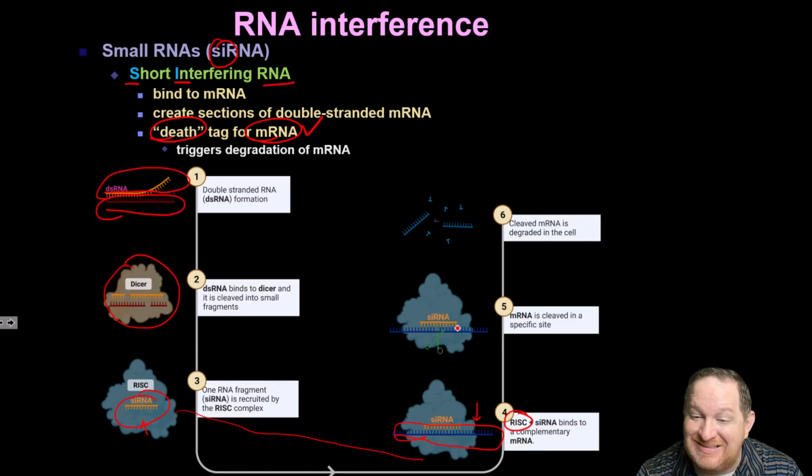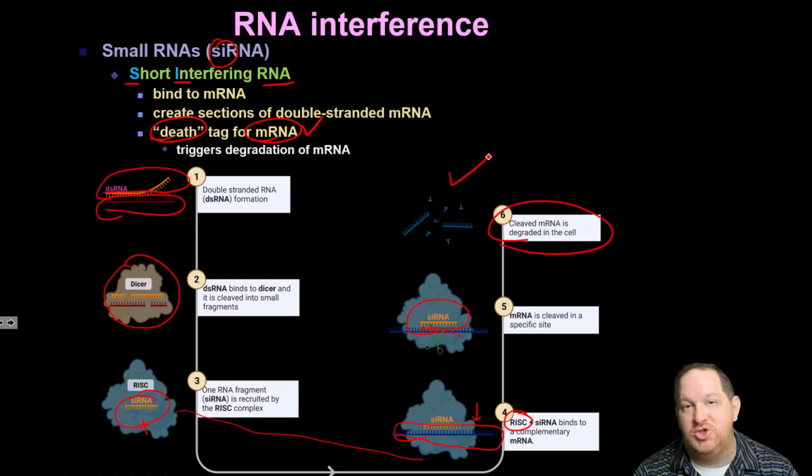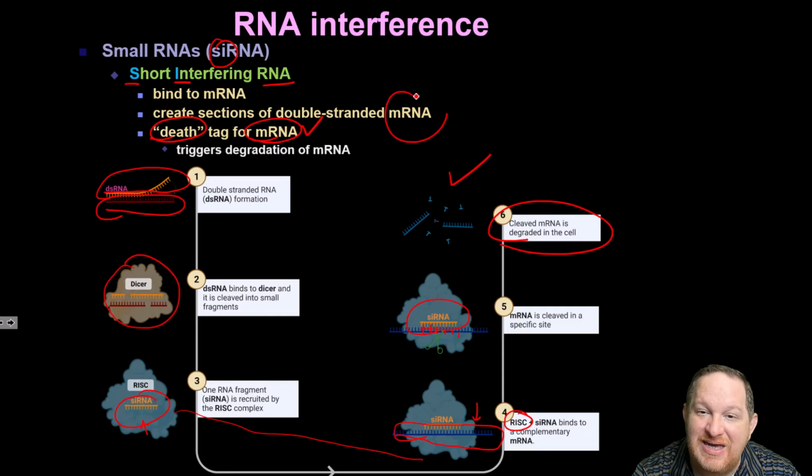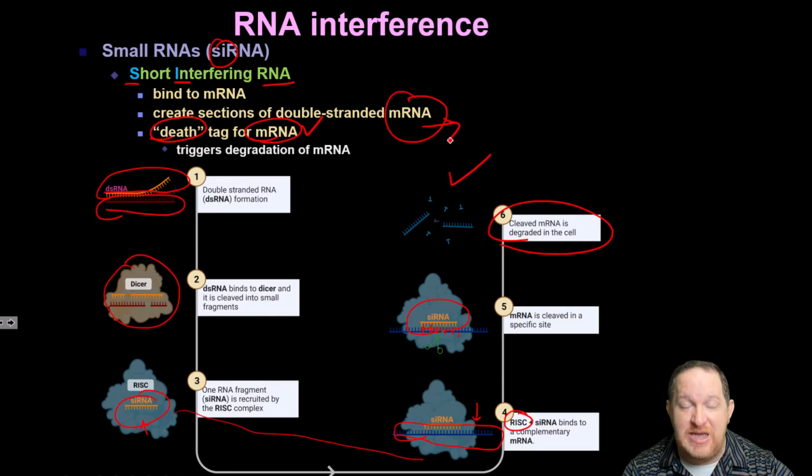siRNA binds to that at the specific site because it has a complementary code, and signals for degradation of that messenger RNA. Okay, this is a complicated slide, but what I want you to take from it is that there are ways of getting rid of messenger RNA so that we don't continue to translate that messenger RNA into proteins.